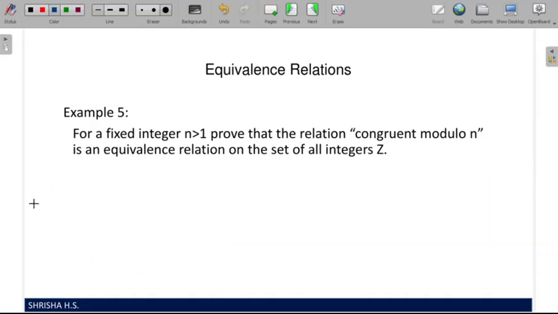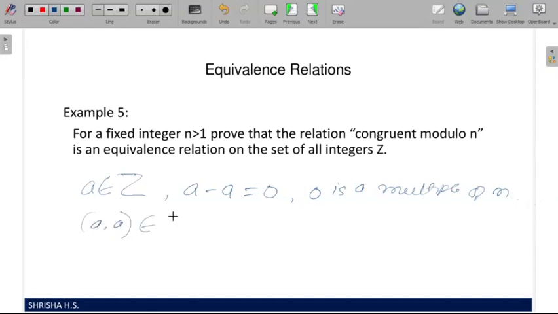So again, take any a which belongs to Z. Okay, so a minus a equal to 0. So 0 is a multiple of n. So therefore it is a reflexive relation. Okay, so (a, a) belongs to R. So this is a reflexive relation.